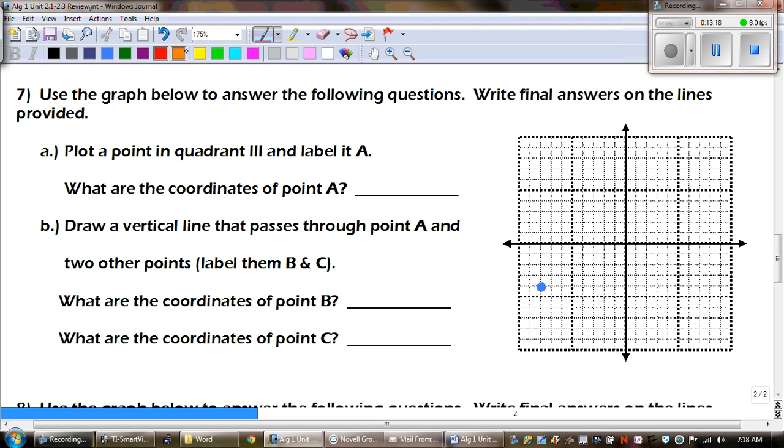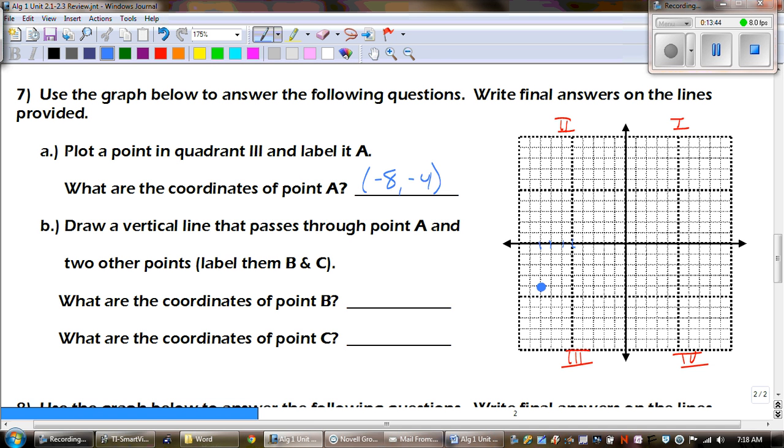So did I hit quadrant 3? Well, there's 1, there's 2, ding, ding, ding, there's 3, and there's 4. So what are the coordinates of point A? Well, I went here's 5, 6, 7, 8. So that's -8. And then I went down 4, so -4.